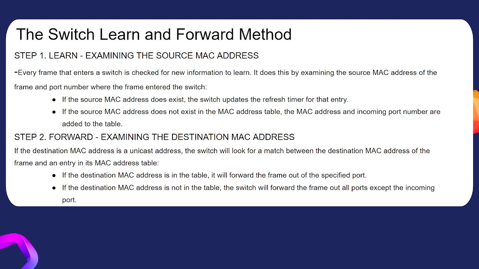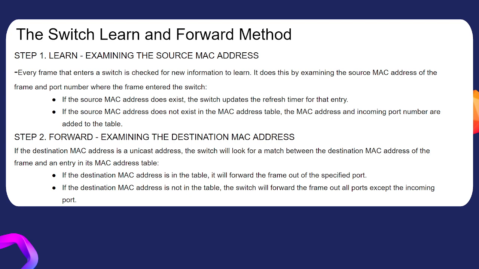So in the switch learn and forward method, we have two steps, and step 1 is learn, examining the source MAC address. Every frame that enters a switch is checked for new information. To learn, it does this by examining the source MAC address of the frame and the port number where the frame entered the switch. If the source MAC address does exist, the switch updates the refresh timer for that entry. But if the source MAC address does not exist in the MAC address table, the MAC address and incoming port number are added to the table.